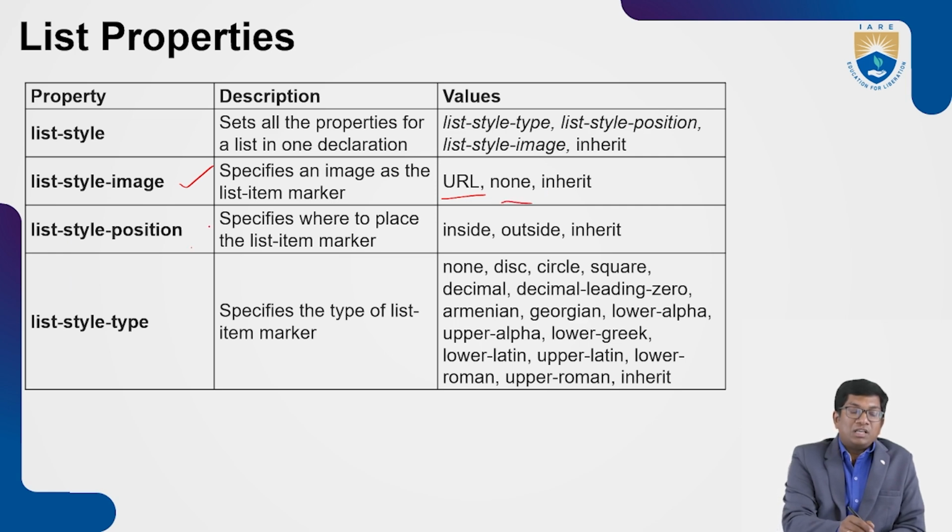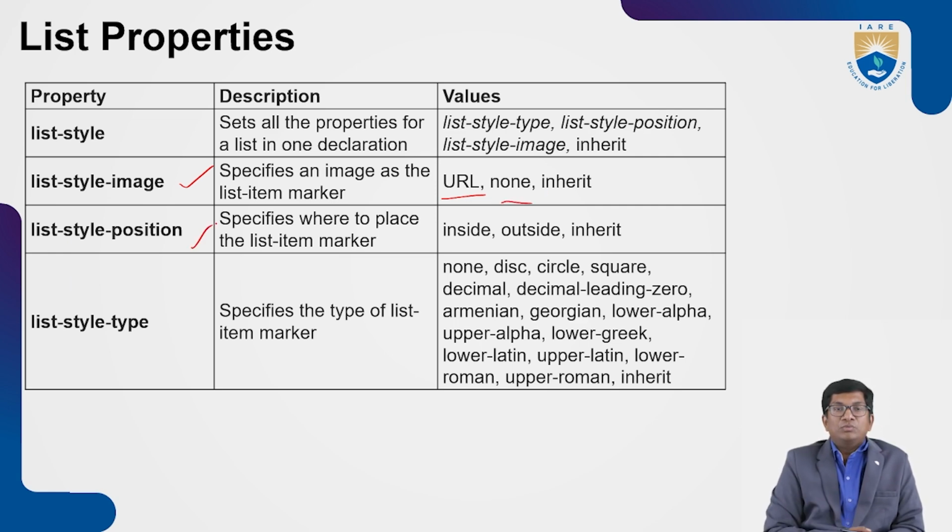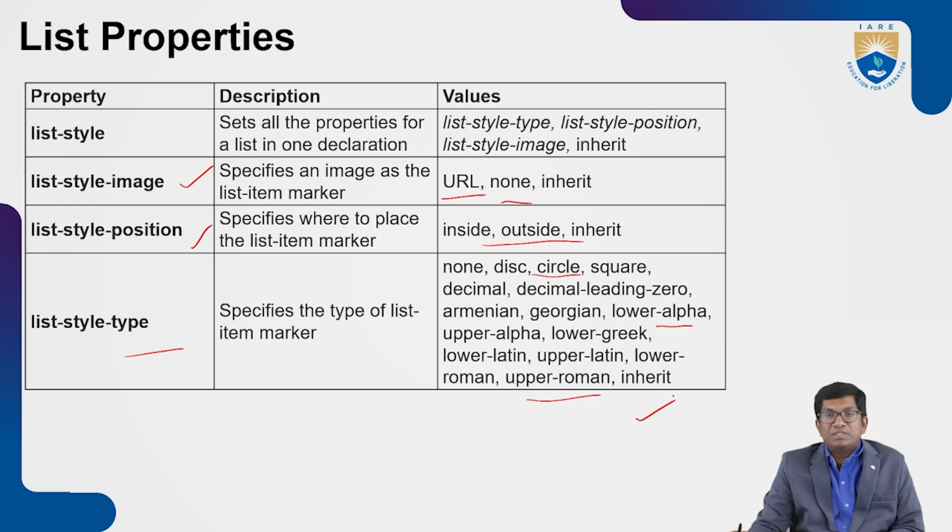So next we have list style position. Specify where to place the list item marker: inside, outside, inherit. So inside or outside, where you have to display that symbol before the list item. List style type. So you can use the list style type: disc, circle, square. That is under unordered list. Already we discussed, right? Otherwise you can use upper roman, otherwise lower alpha. Okay. So whichever you like, you can specify it by using list properties.